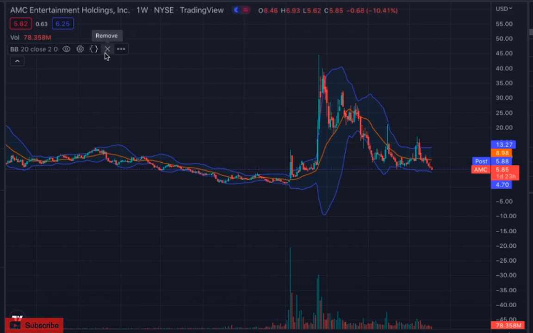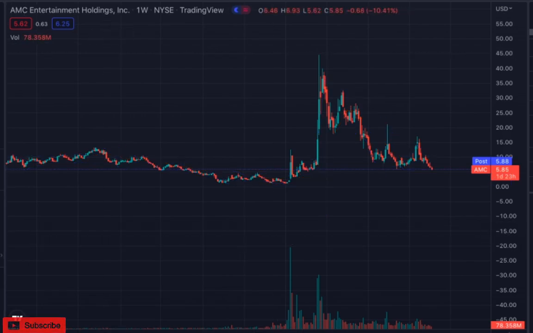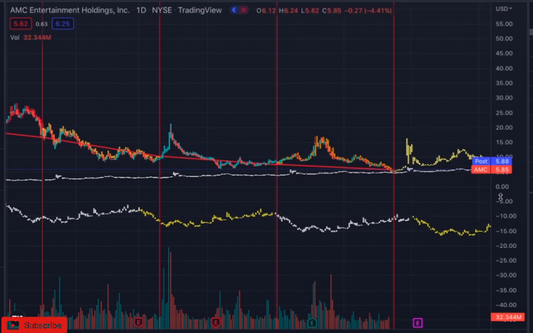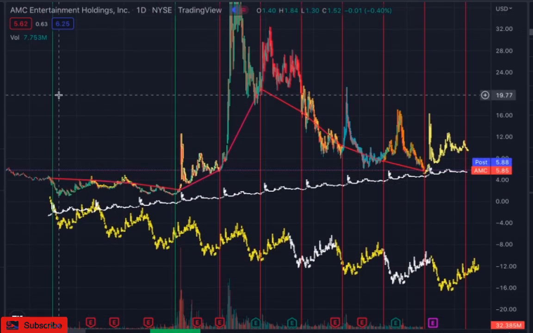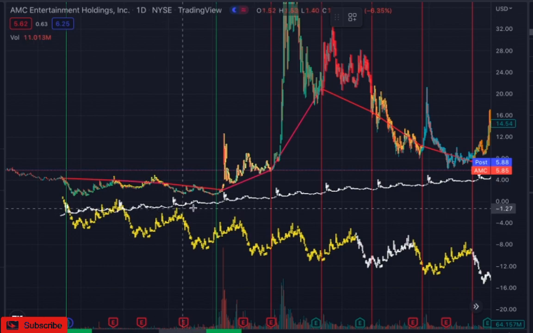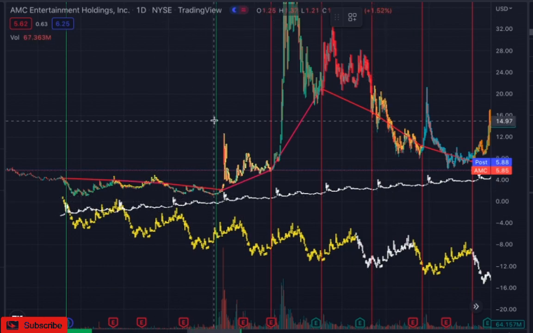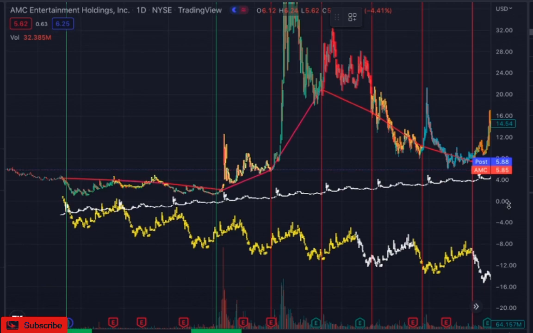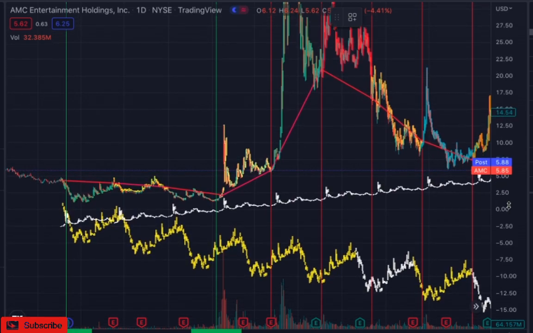Now I'm going to take away the bands and bring in the drawings. Pop over to the daily time frame, and essentially this is what I have drawn out. So AMC has been playing through these white cycles, and I use this one as reference. It doesn't necessarily have to play out identical. Again, some can play out inverse, and also some parts can play out inverse.